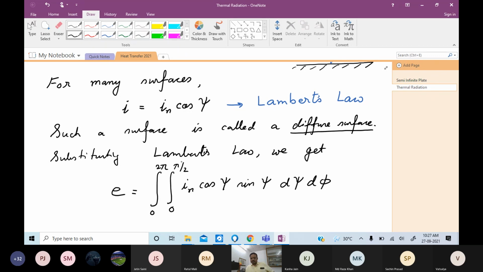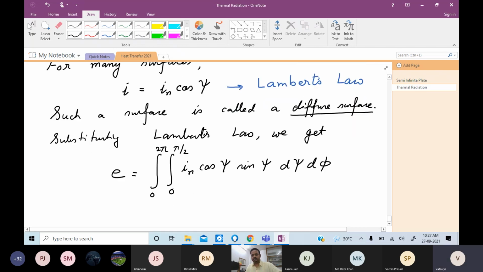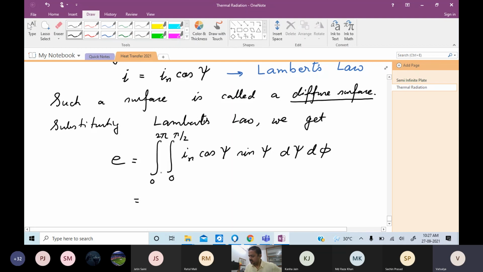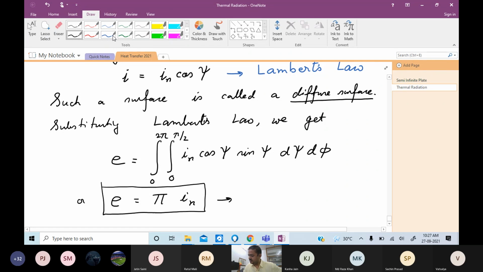So what are you getting? Pi into I_N. Exactly. Wonderful. If you do this integration, you get pi I_N. Okay. Please keep in mind that this is only if the surface is diffuse.